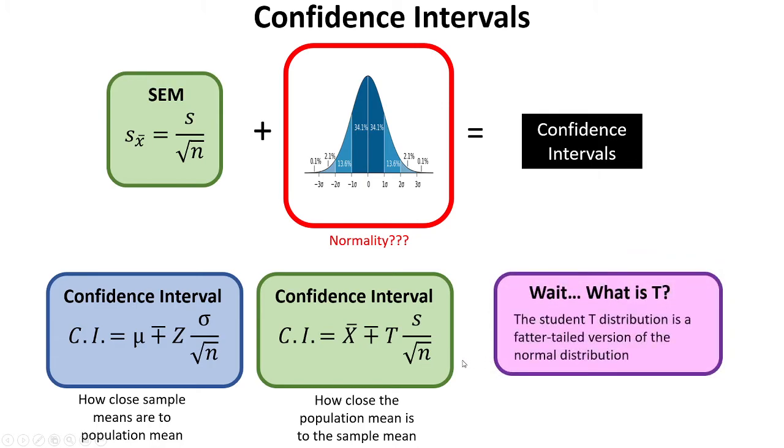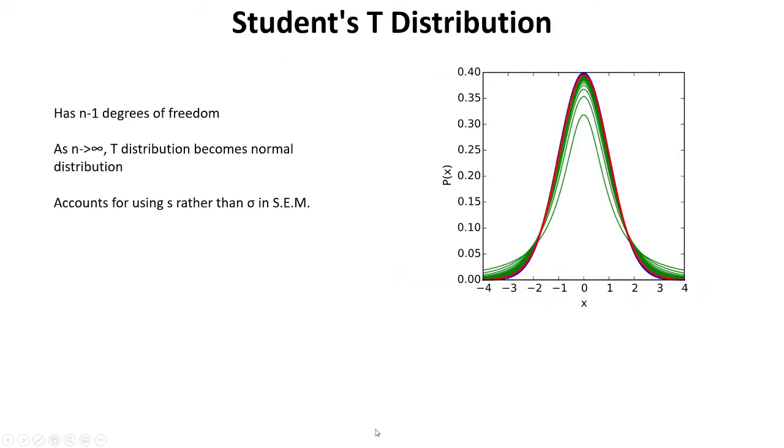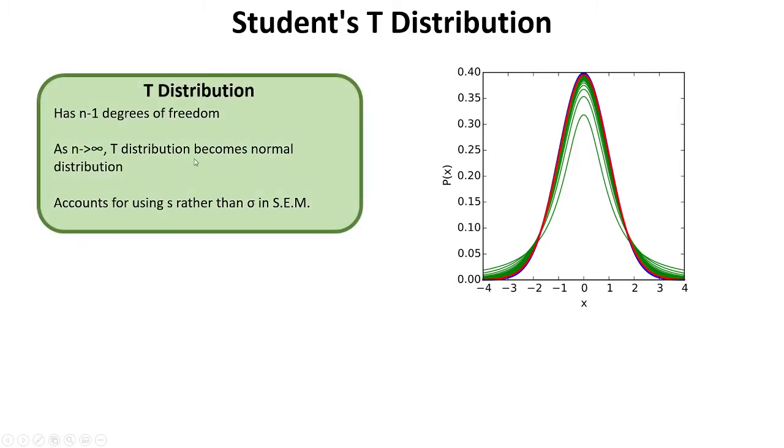So what is a t distribution? The student t distribution is a fatter-tailed version of the normal distribution. And that is going to account for the uncertainty that's introduced by using the sample standard deviation and the sample mean. And so the t distribution has n-1 degrees of freedom, and just like with the sample variance, we're dividing by n-1.